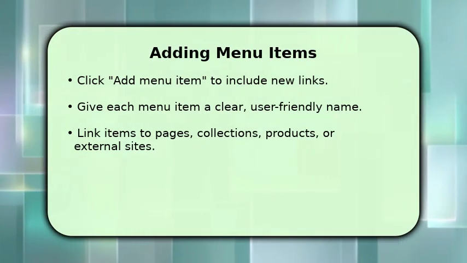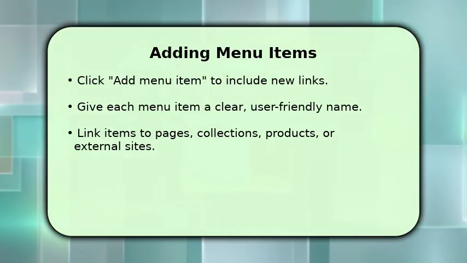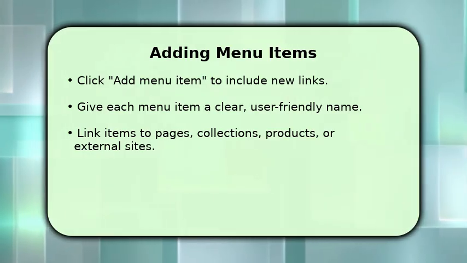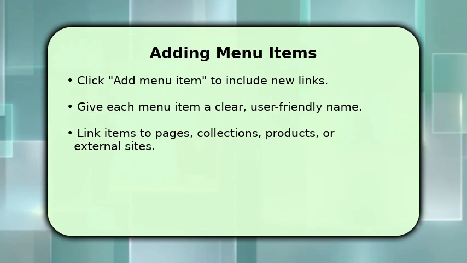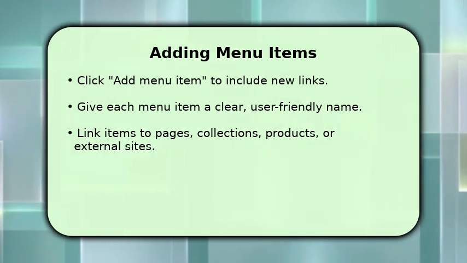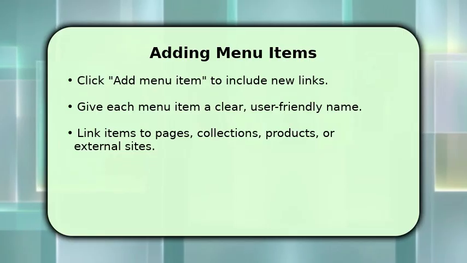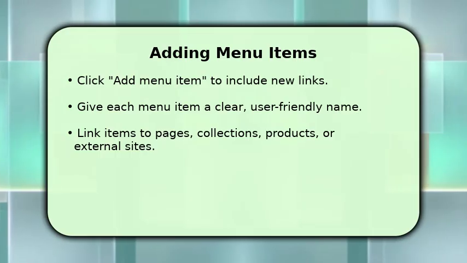Click Add Menu Item and give your link a clear name like About Us or New Arrivals. You can link these items to various parts of your store, such as specific pages, product collections, individual products, or even external websites. To organize your menu, simply drag and drop items to reorder them or indent them to create nested, drop-down submenus for a clean look.